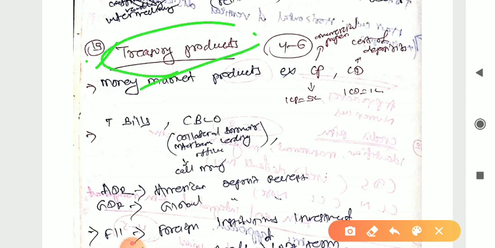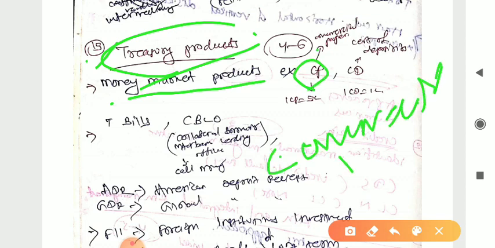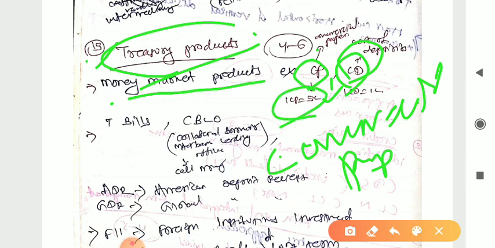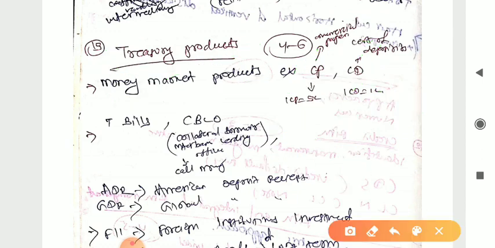The next important thing in this module is treasury products. What are the treasury products? We can easily get it. There are some money market products. The first one is CP, which means commercial paper, and CD, certificates of deposit. What is the commercial paper value? One commercial paper is 5 lakhs and one CD is 1 lakh. This is the basic idea you can get through that.